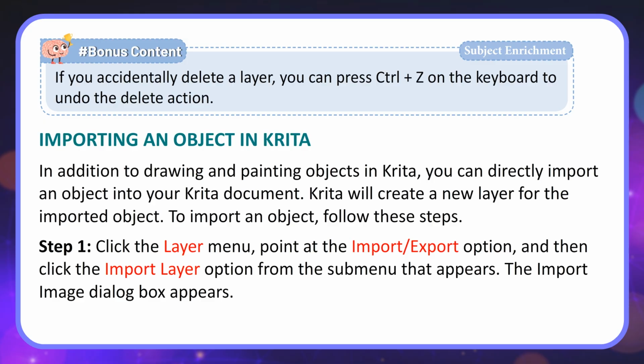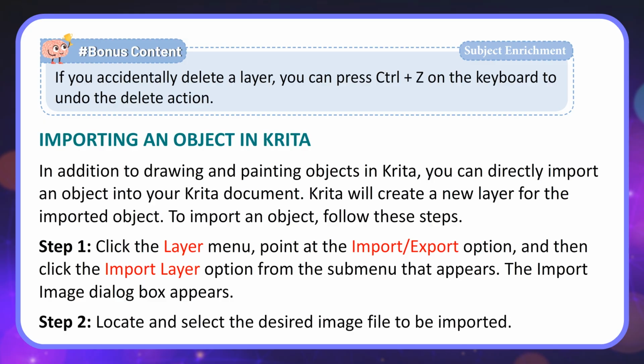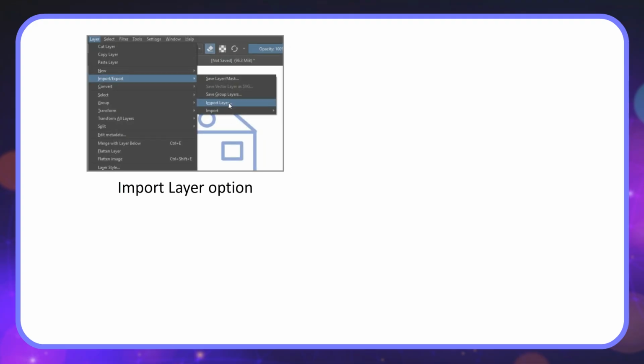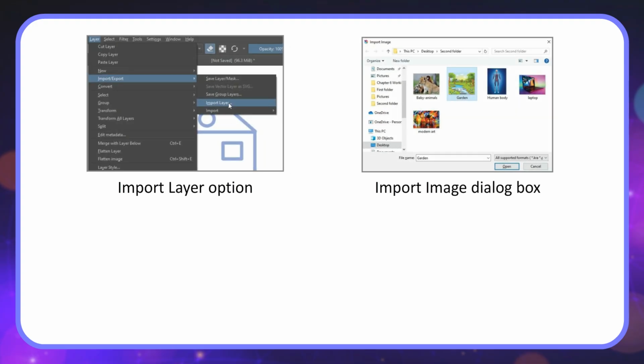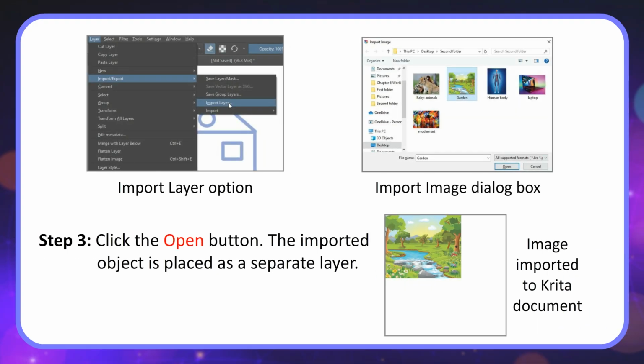Step 1. Click the Layer menu, point at the Import/Export option, and then click the Import Layer option from the sub-menu that appears. The Import Image dialog box appears. Step 2. Locate and select the desired image file to be imported. Step 3. Click the Open button. The imported object is placed as a separate layer.